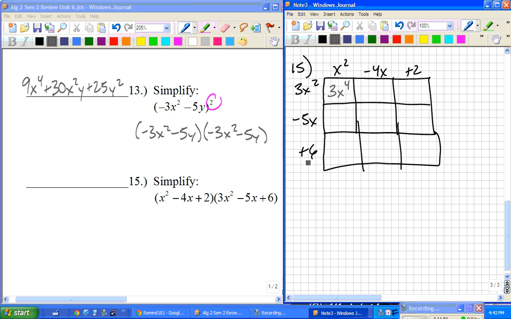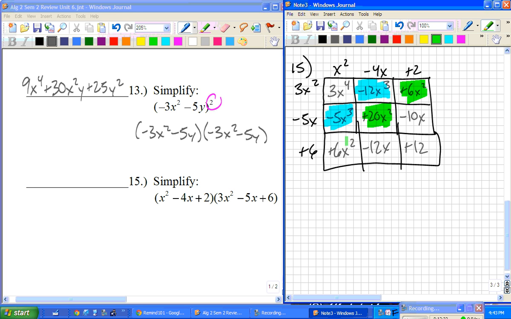So 3x to the fourth. Negative 4 times 3 is negative 12x cubed. 3 times 2 is positive 6x squared. We get negative 5x cubed, positive 20x squared, and negative 10x. Positive 6x squared, negative 12x, positive 12. Okay.